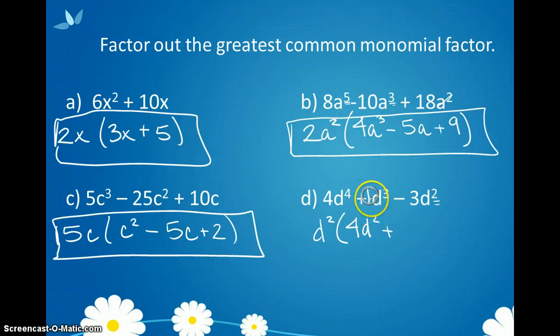Plus, this is a 1, so no one really cares. And then I had 3 d cubed, and I took off 2, so I just have d left over. Minus 3, no more d's. So that's about it.